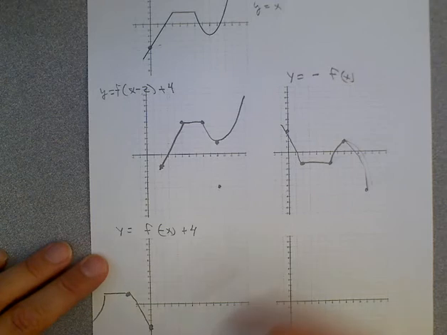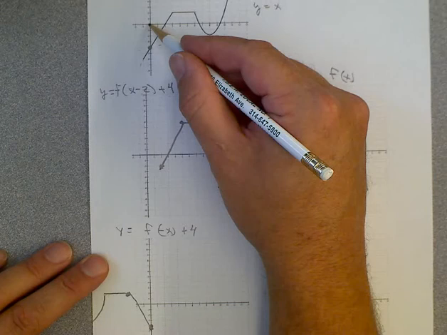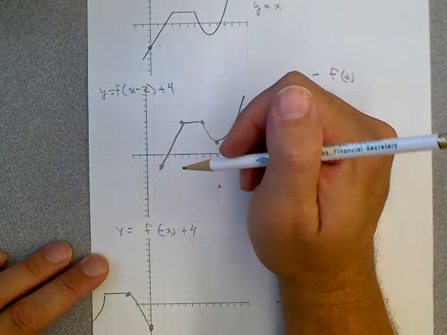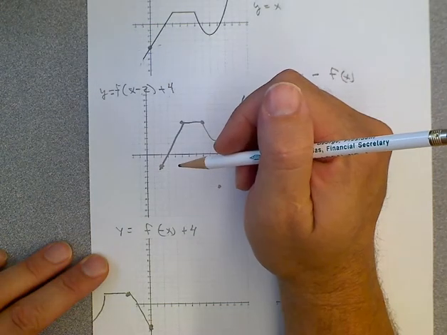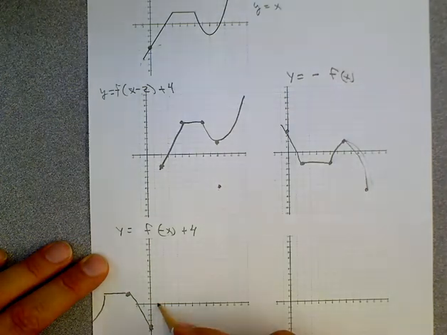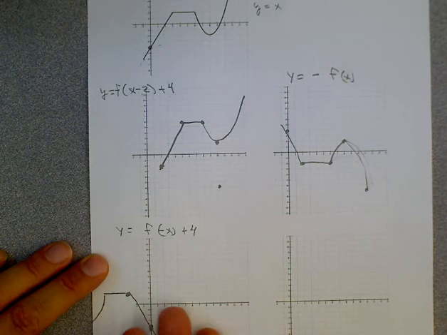And how far over would it come? Well, this point used to be negative 1, down 5. No, down 6. So it is over 1, down 6. The whole graph got flipped over.